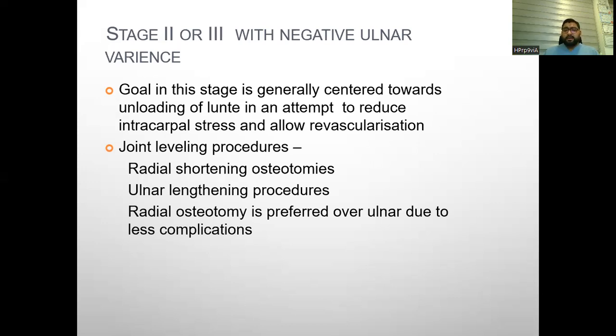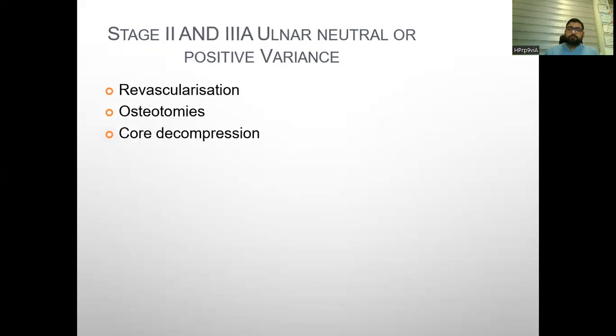In joint leveling procedures, we can go for radial shortening osteotomies. We can go for ulnar lengthening procedures. Radial osteotomy is preferred over ulnar lengthening due to fewer complications. So these are known as joint leveling procedures.